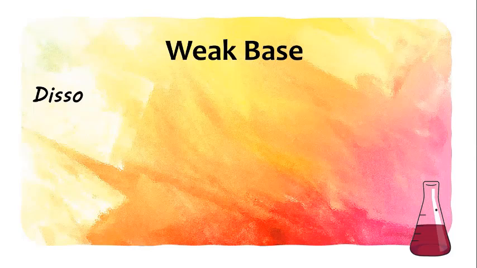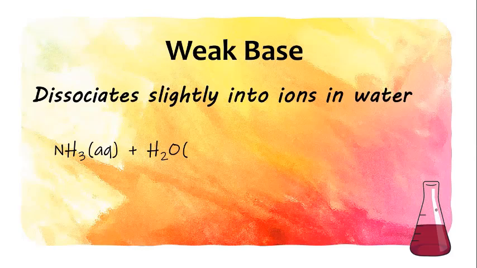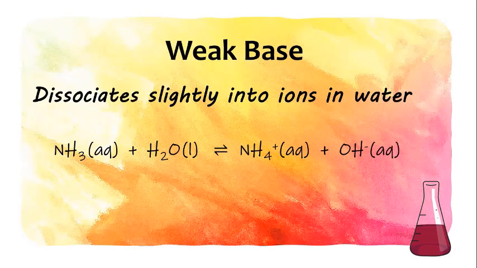Weak base. Weak base dissociates slightly into ions in water. For example, ammonia plus water produces ammonium ion and hydroxide ion. We also use a reversible arrow to indicate a slight dissociation of a base.